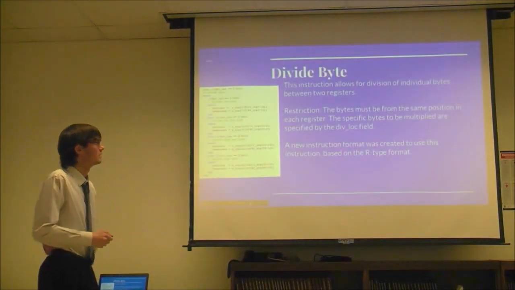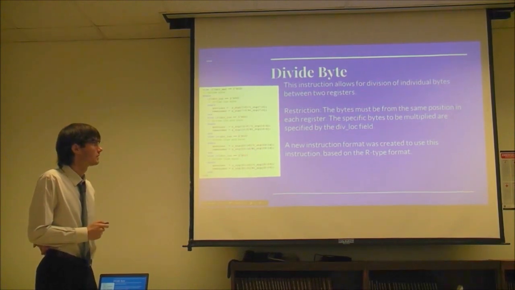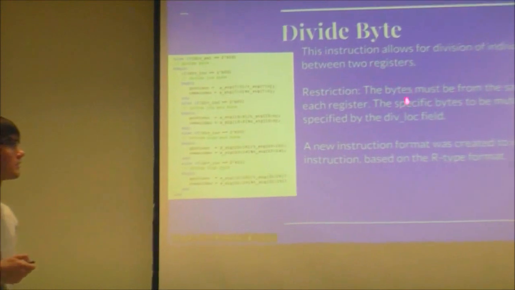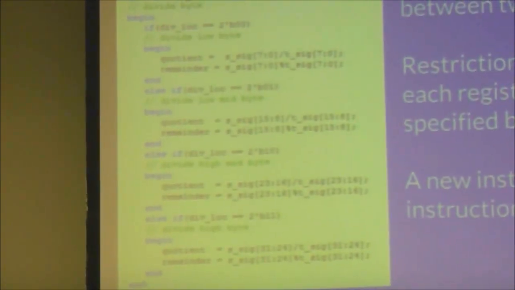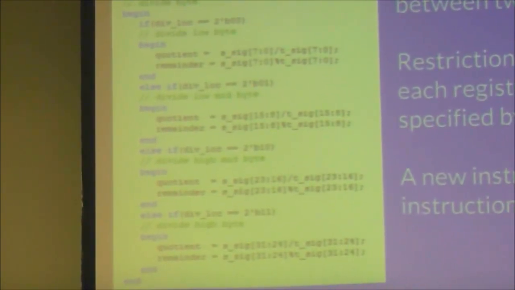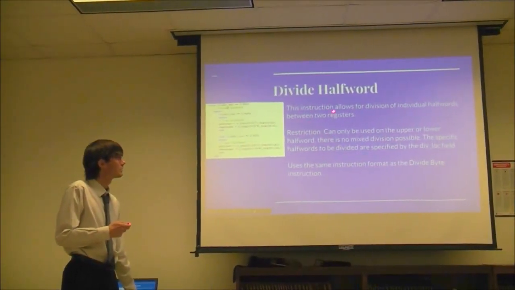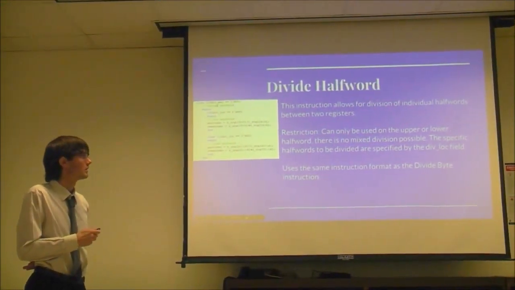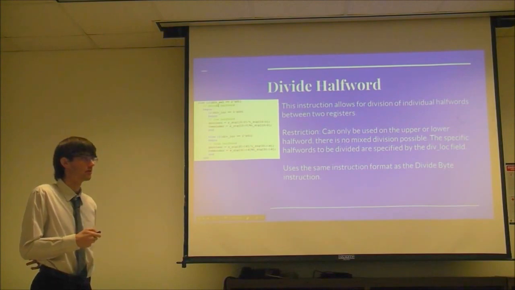Divide byte is similar to multiply byte, except it allows for the division of individual bytes, though unfortunately, at present, bytes must be from the same position in each register. Divide half word is similar to multiply half word, except it allows for division of the individual half words between 2 registers.